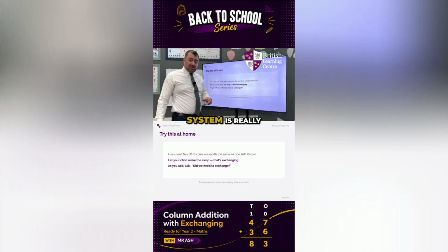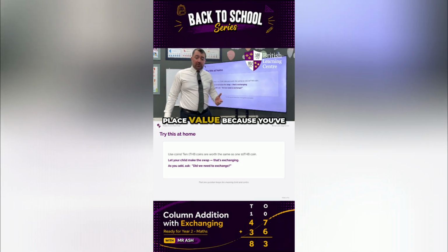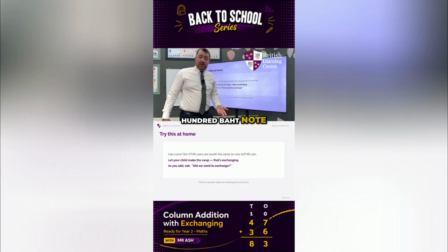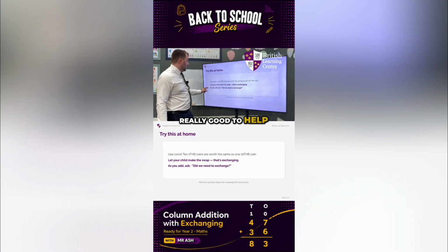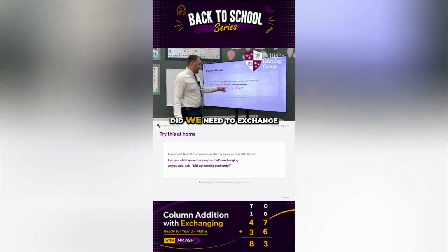Actually, the Thai money system is really, really good for teaching place value because you've got your 1,000 baht note, 100 baht note, 50 baht, 10 baht, and so on and so forth. So it's really, really good to help. Let your child make the swap. Did we need to exchange?